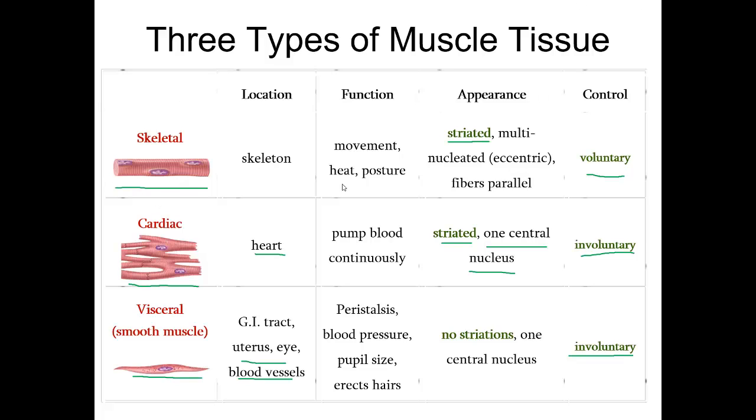Function-wise, skeletal muscles help with generating heat. They help us maintain posture and help with movement. Cardiac muscles help the heart beat and therefore help with pumping blood. Visceral muscles have various functions such as movement of food, movement of blood, maintenance of blood pressure, movement of pupil size, uterine contractions, holding of fecal matter, erection of hair, and a lot of other functions as well.